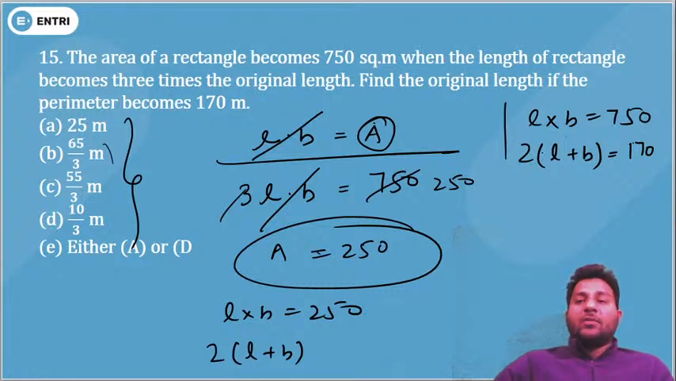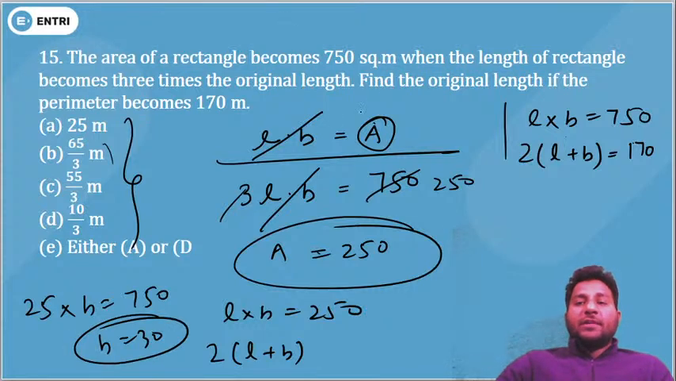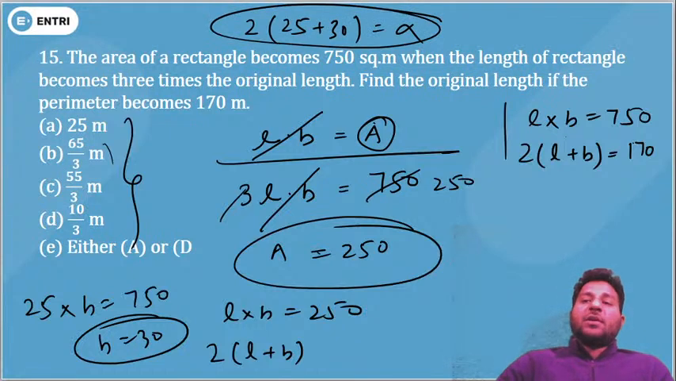So tell me how you are going to do that. Let's put 25 on length. That means the breadth will become 30. Alright, so let's put it here, 2 into 25 plus 30. It will not match. Okay, so find out how you are going to do that.